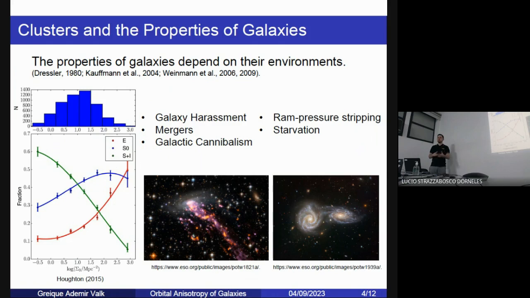To explain this dependence between the properties of the galaxies and the density of the environment, several processes have been proposed in the literature. We can see galaxy harassment, mergers, galaxy cannibalism, ram pressure stripping, and starvation. In these two figures, we have an example of a galaxy experiencing ram pressure stripping on the left, and a merger between galaxies in the right figure.